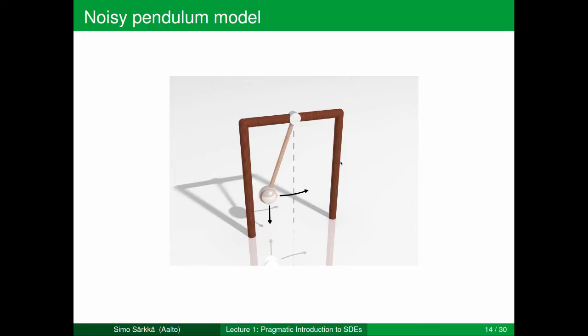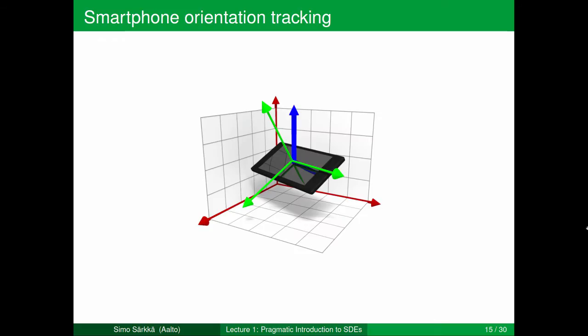Another physical interesting example is the pendulum, which can be seen over here. So in the booklet you can find the equations for the movement of the pendulum when a white noise process is acting on the pendulum. So you get a second order nonlinear stochastic differential equation, which then can be used for tracking the pendulum, for example. Yet another interesting example is mobile phone orientation tracking.